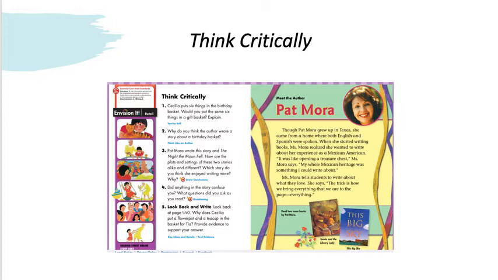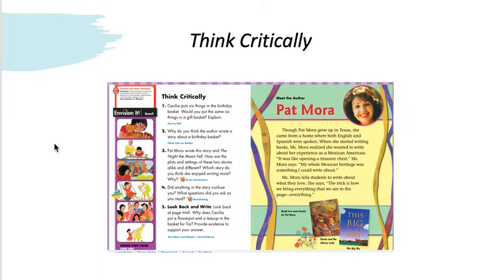Now we're going to go back and think about the main selection, the story we read called A Birthday Basket for Tia. And let's read these critical thinking questions. Cecilia put 6 things in the birthday basket. Would you put the same 6 things in a gift basket? And explain. So think about it.